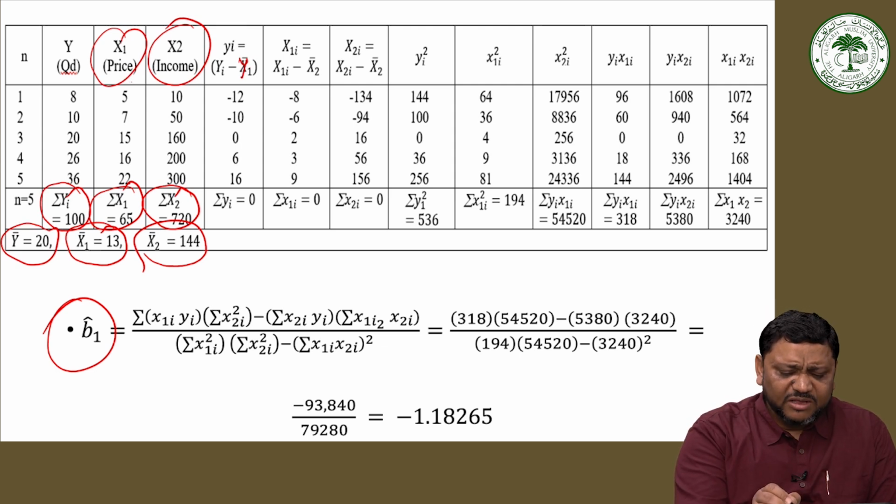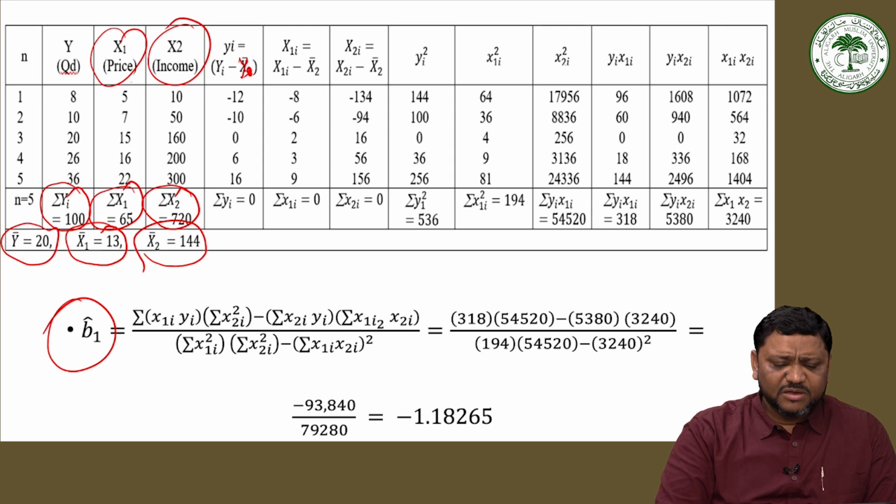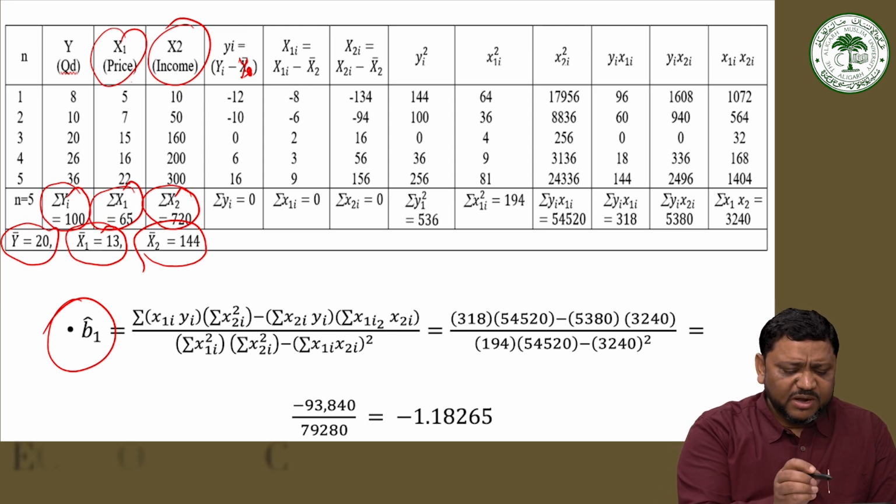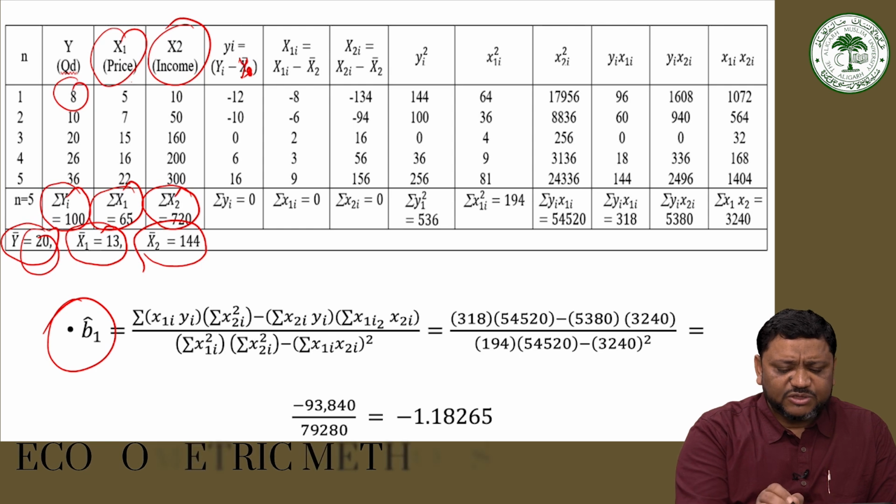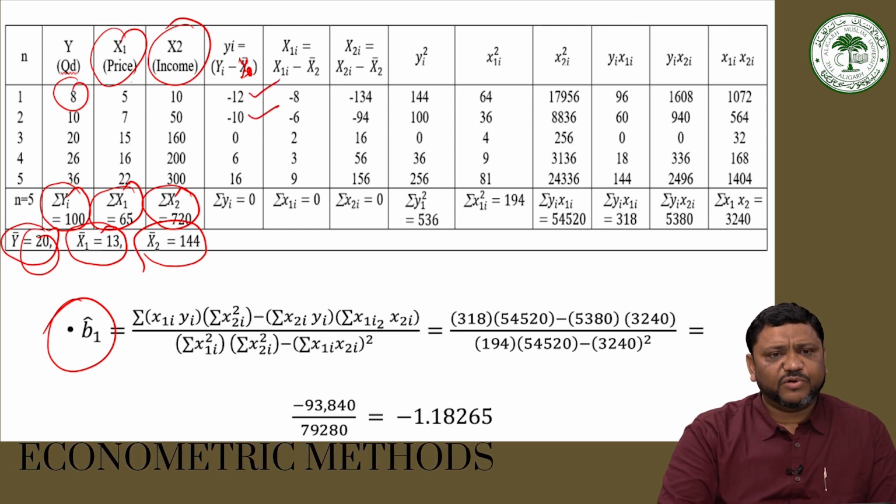There is only one i, so there is no need to write yi. So it is yi minus y bar. Y bar we have got 20, y is 8, 8 minus 20 is minus 12, 10 minus 20 is minus 10, and likewise.